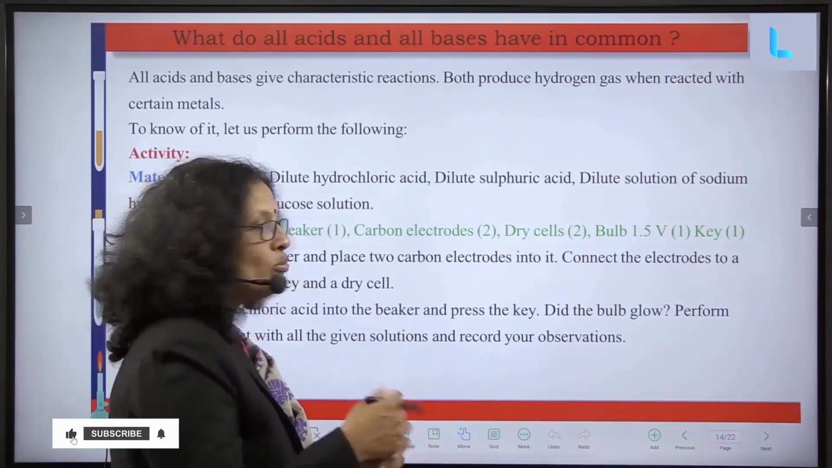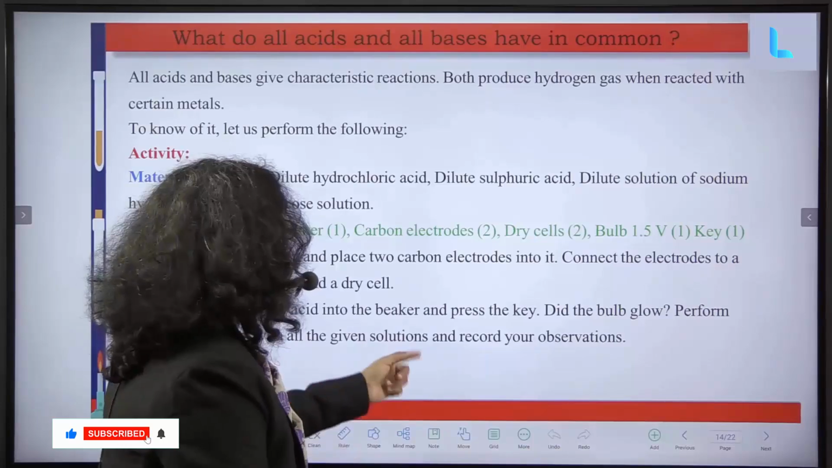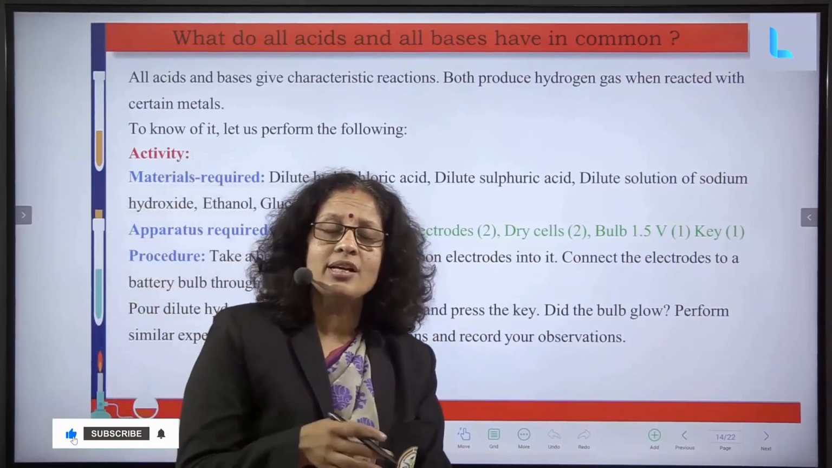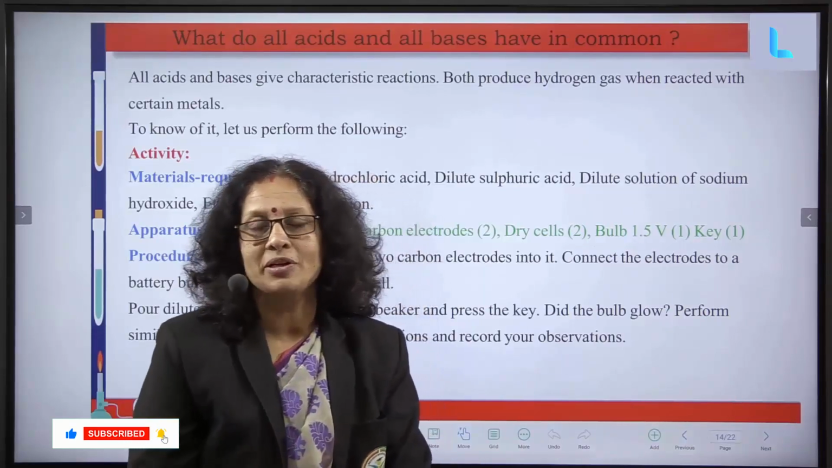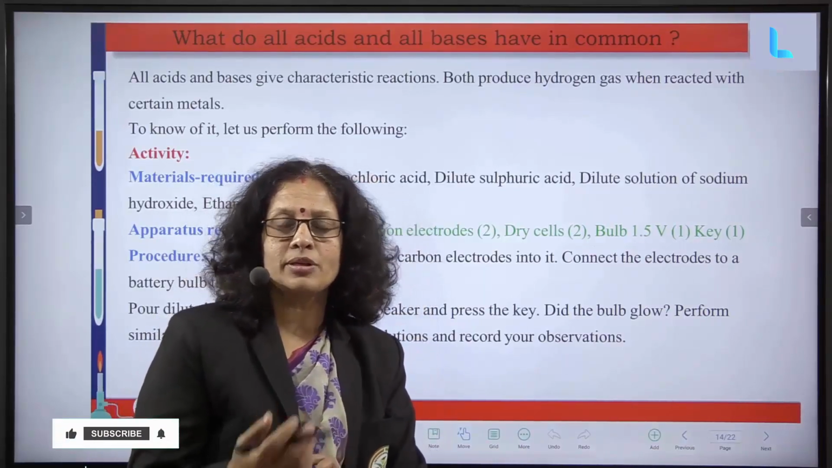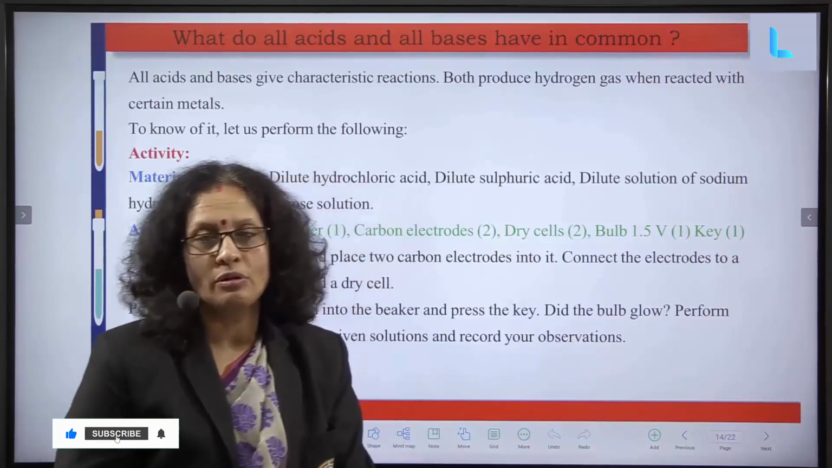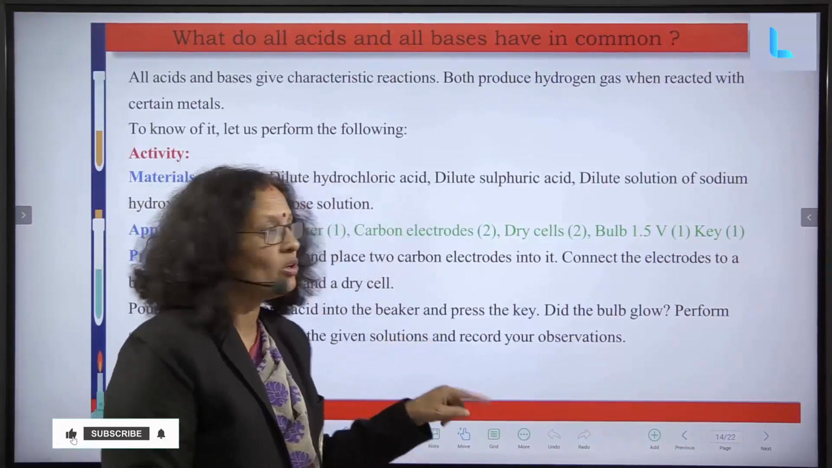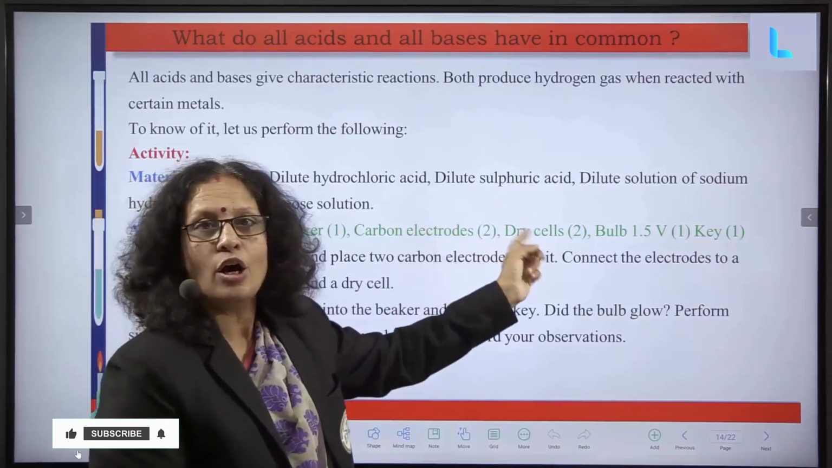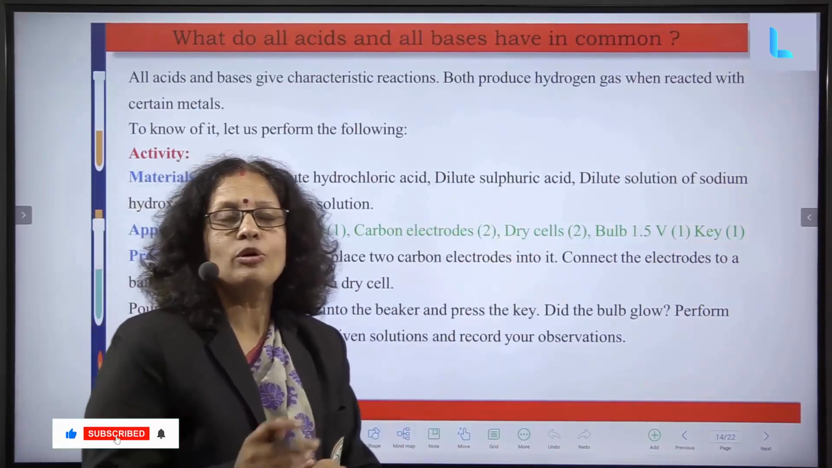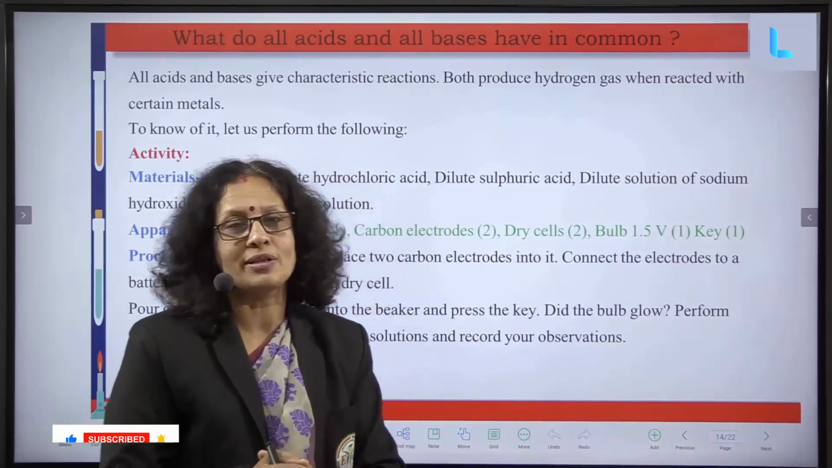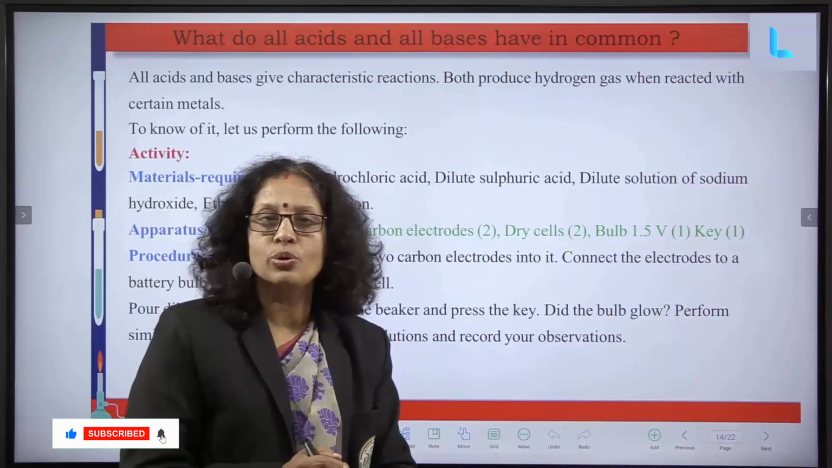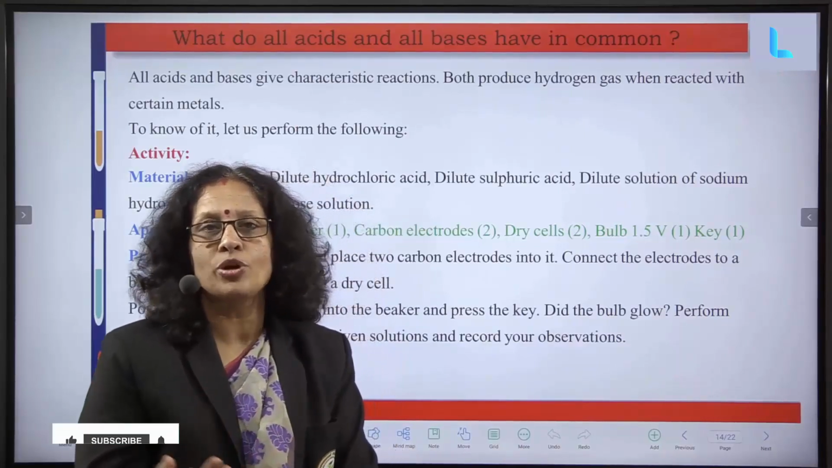So we will try to predict it. If HCl is added, the bulb will glow. Why? Because HCl is a strong acid which ionizes to H plus and Cl minus. So electric current can pass through the ions. The passage for electric current is ions, so the bulb will glow. If we talk about sulfuric acid, the bulb will also glow because there will be H plus and SO4 2 minus ions. If we talk about a dilute solution of NaOH, that will also break into Na plus and OH minus.